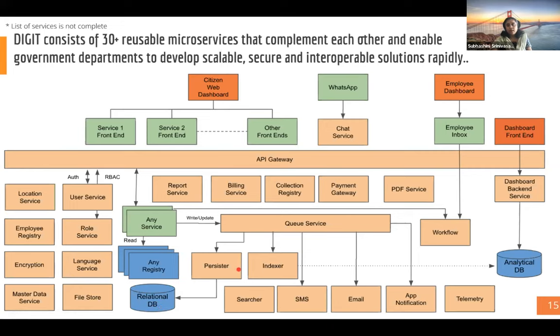And how does it do it? It does it through a configuration that the service has to define. Basically, you have to tell the persister how to map this JSON to what table and how it needs to insert, update, query, delete, etc.